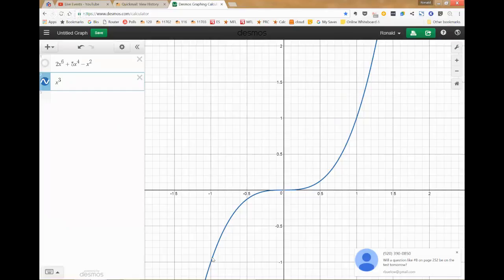Could you just give us the graph and then ask where it's increasing, decreasing, and whether it's even or odd? That's an excellent idea. I could just give you what you're looking at right now and ask where it is increasing and decreasing, and is it even or odd. That would be a good way to do a problem like 8 through 10. Thank you, good suggestion.